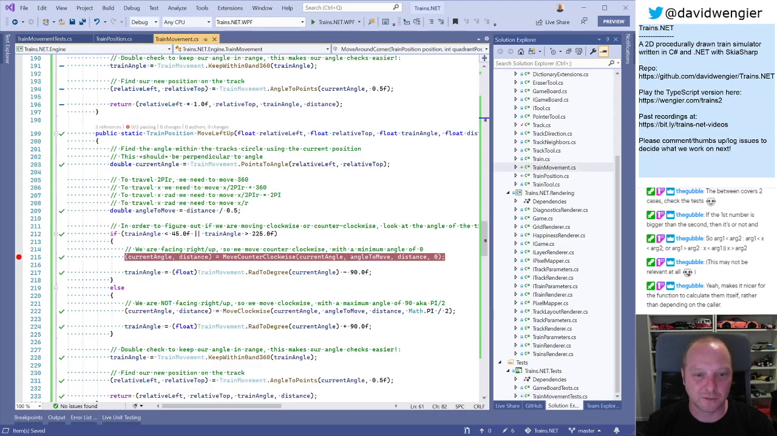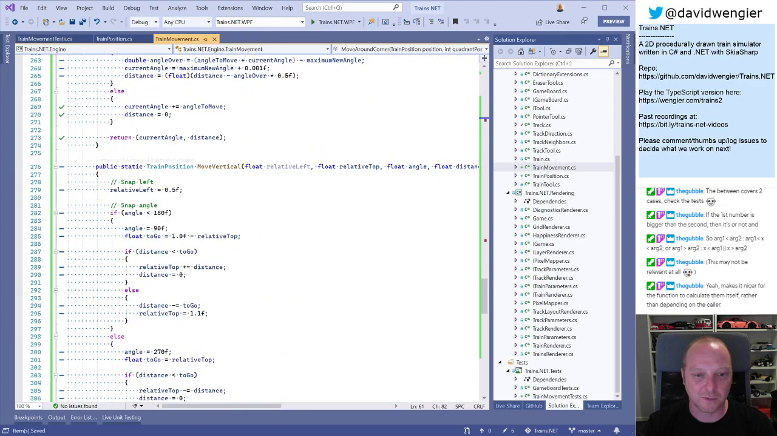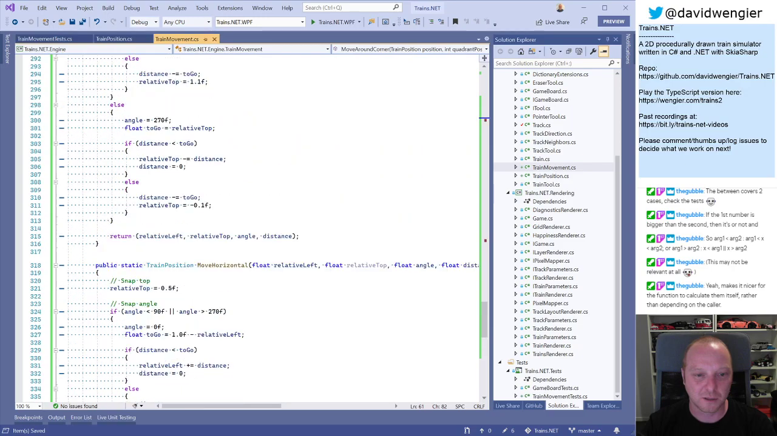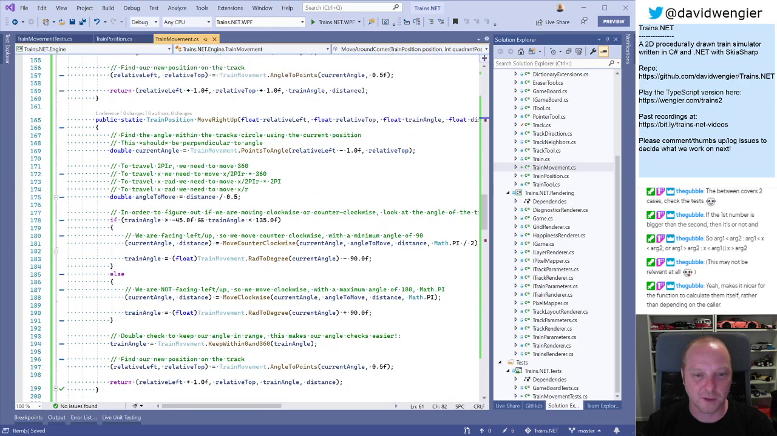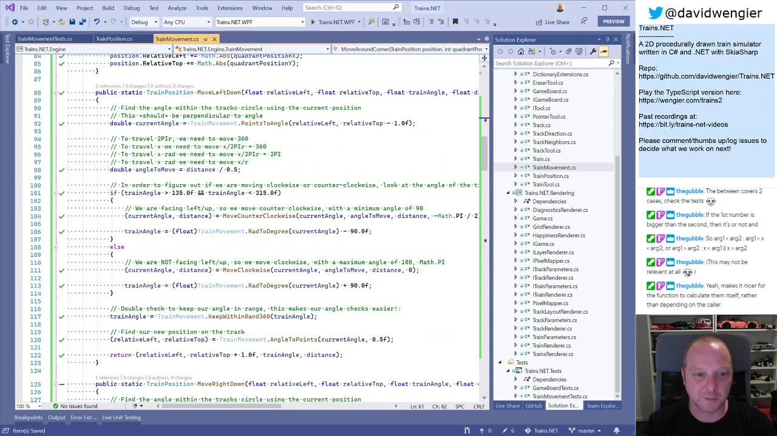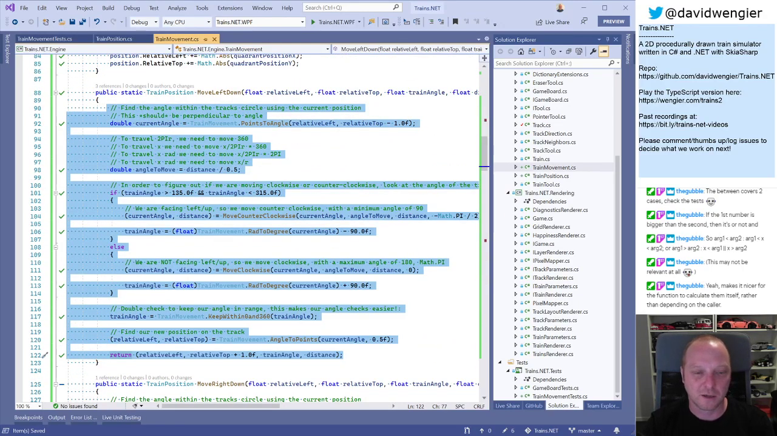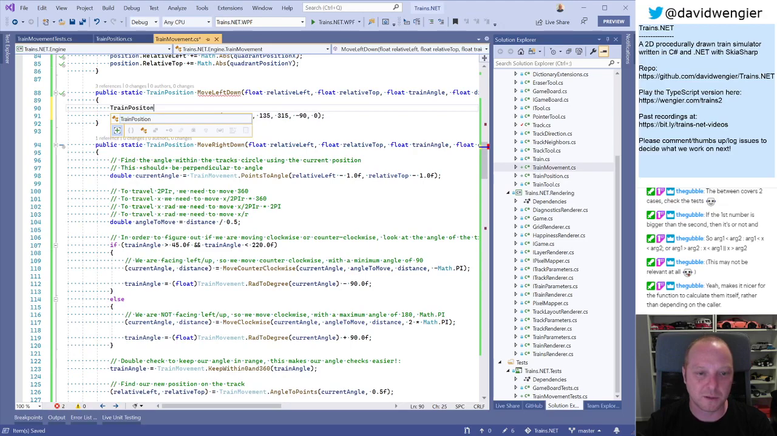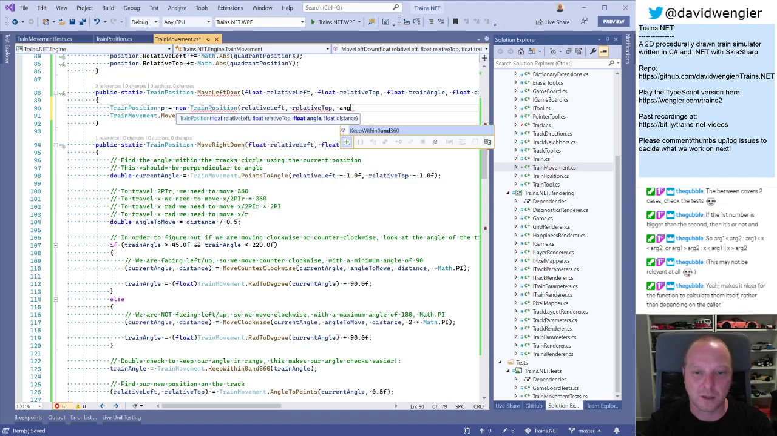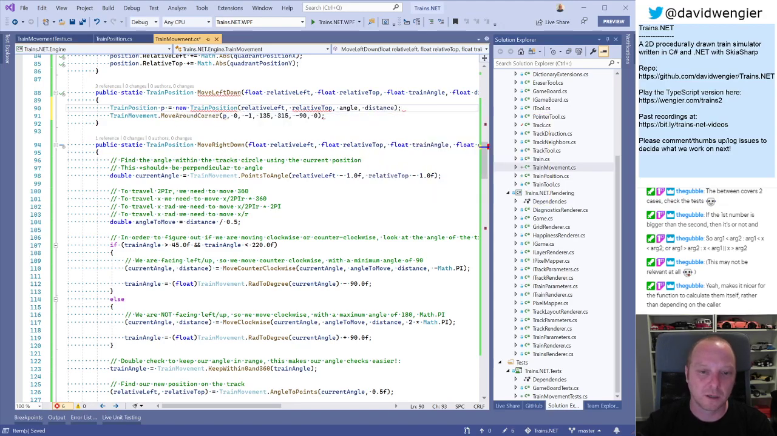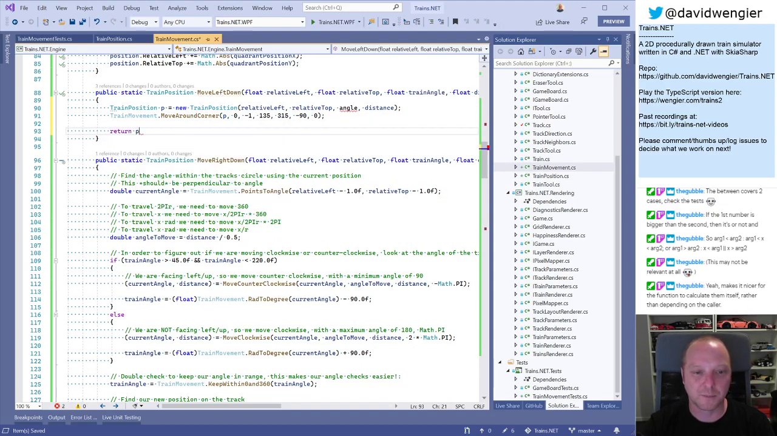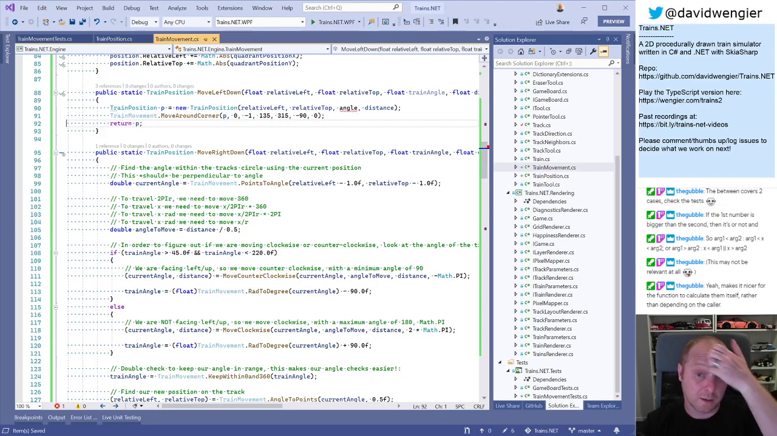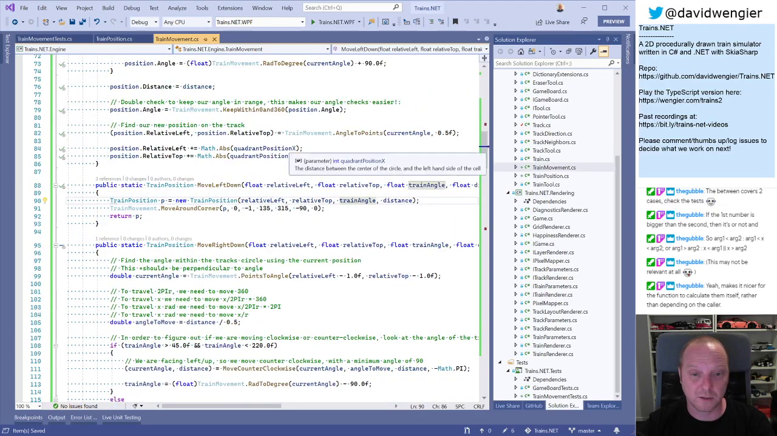So, move left down. Move left down. Oops, lost it. Sorry for all the scrolling. Okay, move left down is train position P, left stop, angle distance. We call that and we return P. That should work.